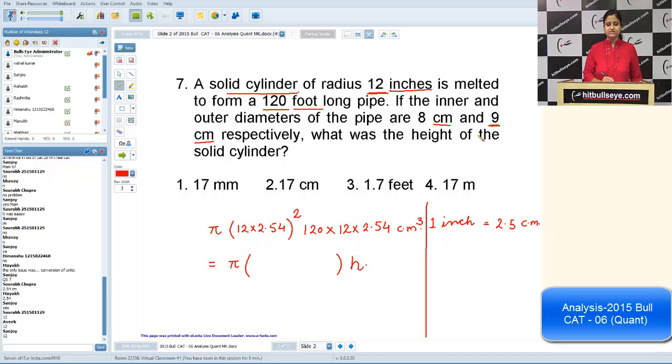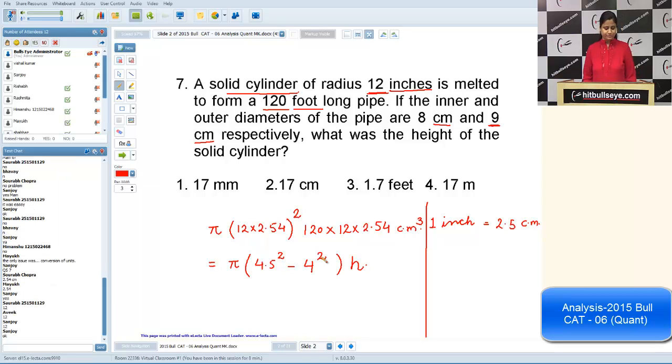What is the bigger diameter? That is 9 cm. So the radius will be 4.5 cm r square. 8 cm, that is the inner thing. That's why I'm considering 4 square. By solving this equation, you will get the value of h in centimeter. Yes guys, still any problem? Sanjay, I'm leaving the calculation part for you. You can approximate. Yes, let us move further.